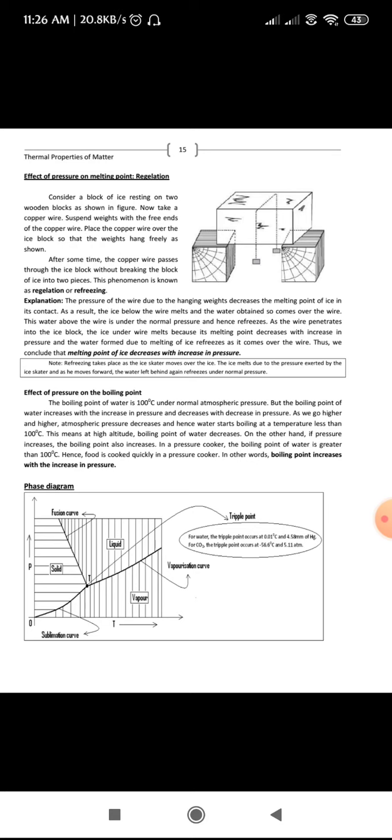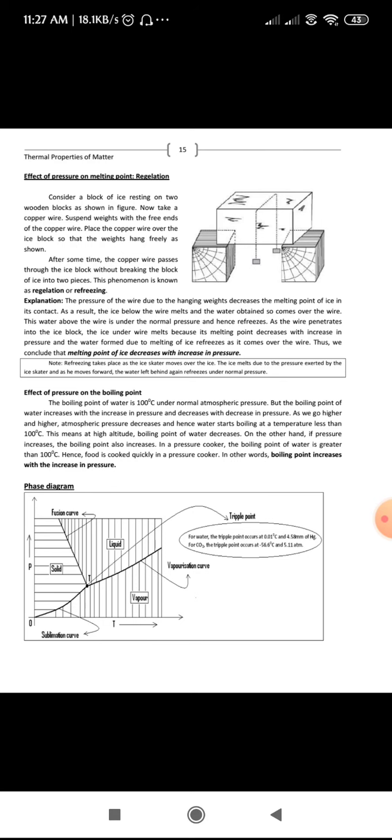So we have taken a block of ice and made it rest on the two wooden blocks. We have taken a copper wire, and the two free ends of the copper wire have been connected with weights, and you are going to place that on the ice block. You need to ensure that the free ends of the copper wire attached with the weights are freely suspended. So this is the experimental setup. Next, let us see what happens.